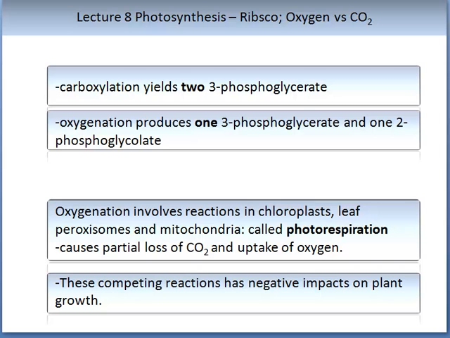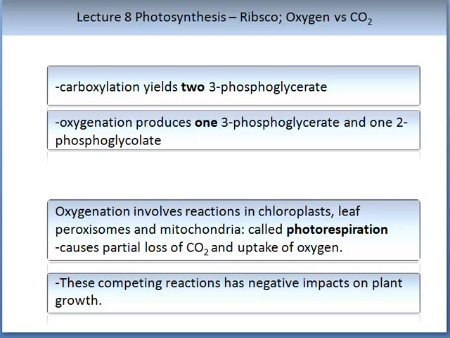If stomata are open, atmospheric CO2 can enter the leaves and go into the stroma. Carboxylation yields 2 molecules of 3-phosphoglycerate. However, if the stomata are closed and a build-up of oxygen occurs in the stroma, different compounds are yielded. 1 molecule of 3-phosphoglycerate is yielded, as well as 1 molecule of 2-phosphoglycolate. This is not used in the Calvin-Benson cycle.